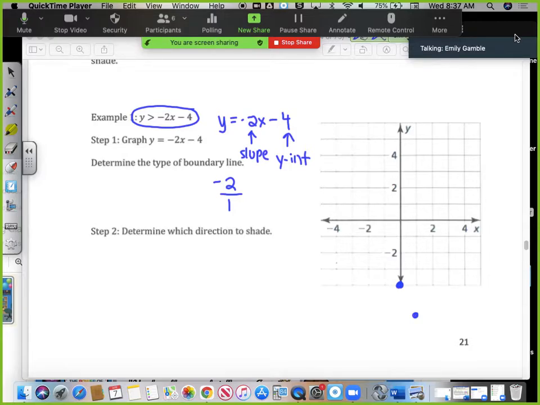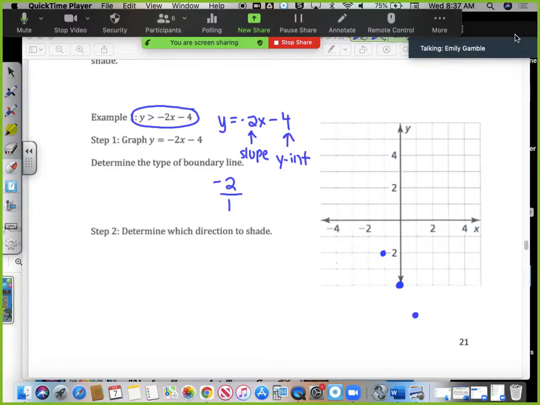If you ever run out of room, you can also do the opposite of going down to the right. The opposite of down to the right one is up to the left one. So you can also go the other way to get a point on the other side of it. Once you have your 2 points, now you're ready to basically draw your lines.